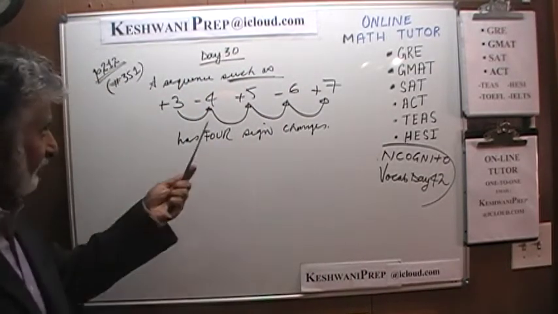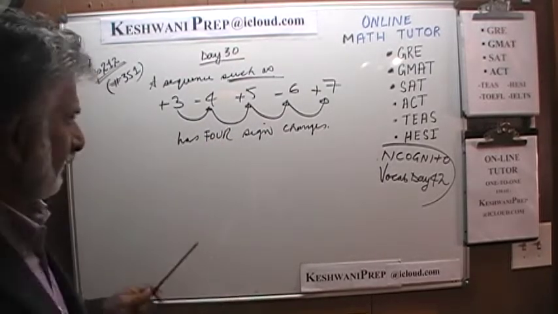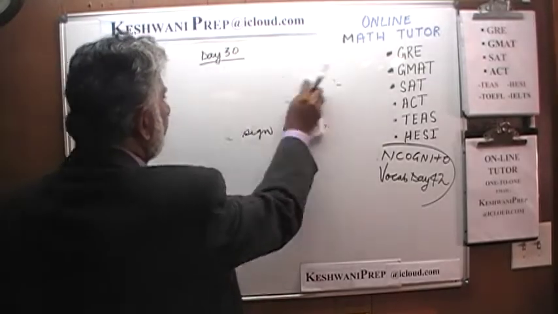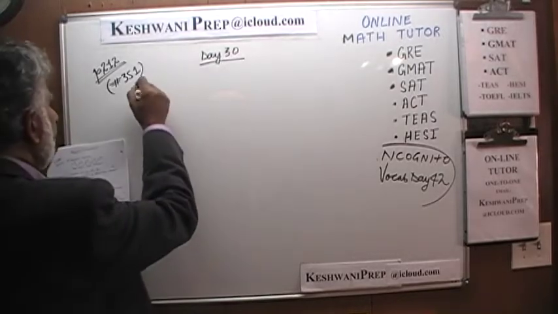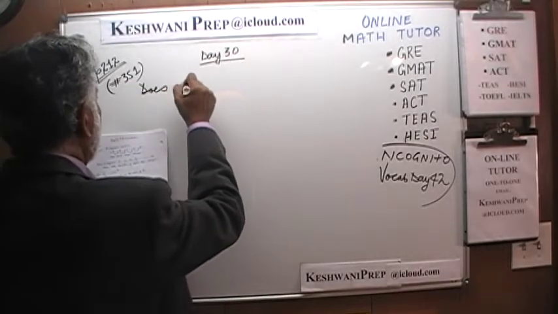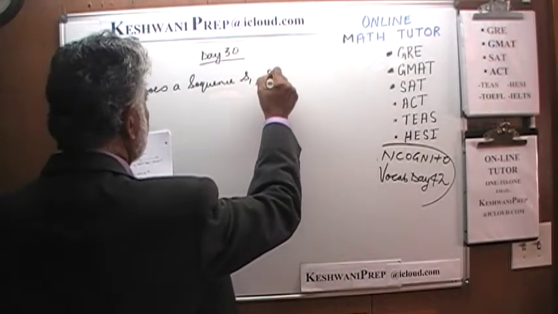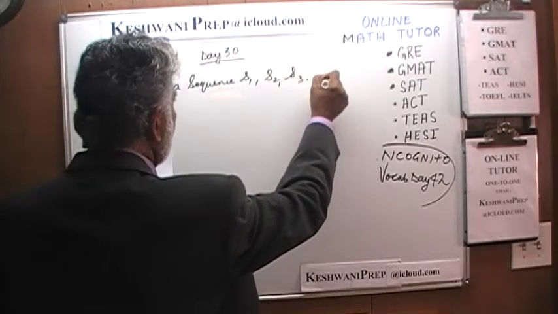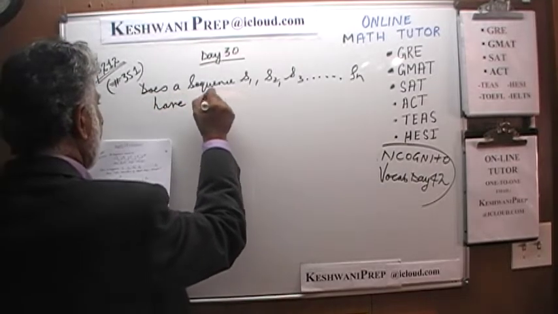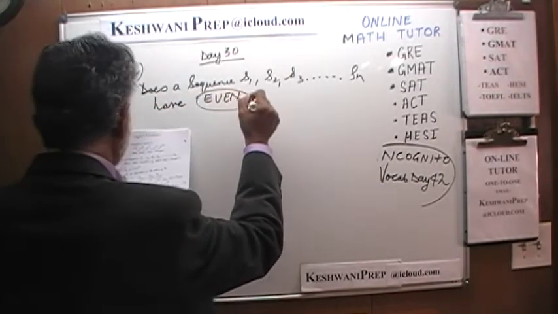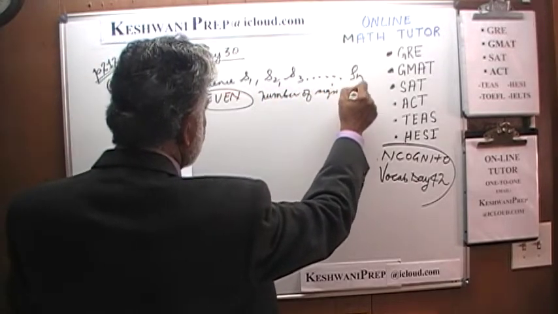So here's the actual question. This is not the actual question. They just gave us an example in the beginning to make us understand what a sign change is. So let's look at the actual question. The question is this. It says, does a sequence S1, S2, S3, all the way up to Sn have an even number of sign changes?